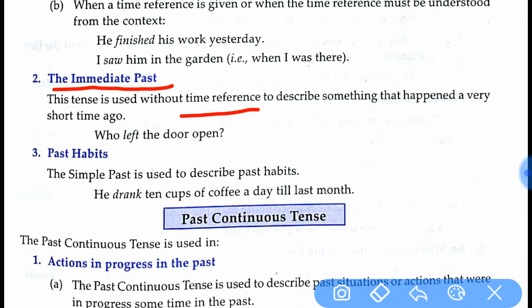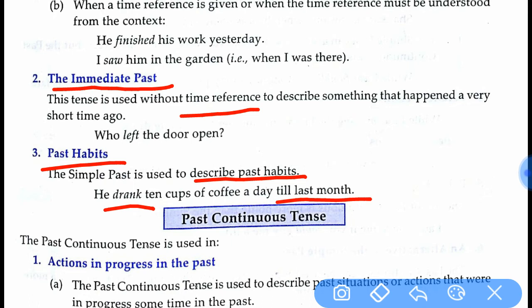Next, past habits, something that we used to do in the past but not now. So here we have the simple past tense used to describe past habits. For example, he drank 10 cups of coffee a day till last month. So drank till last month. Now it's not practiced. So earlier he used to do that.